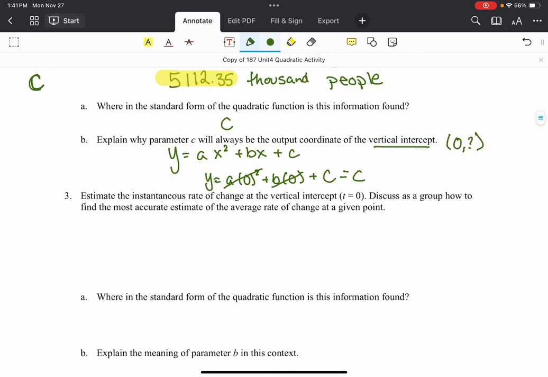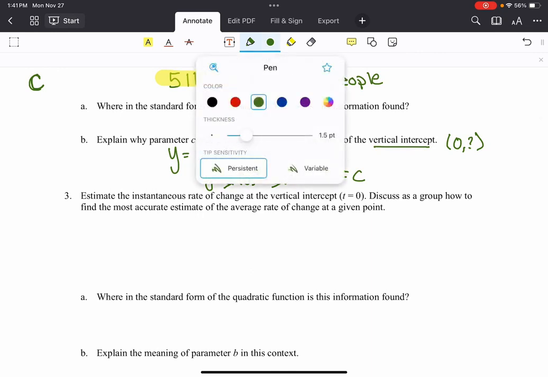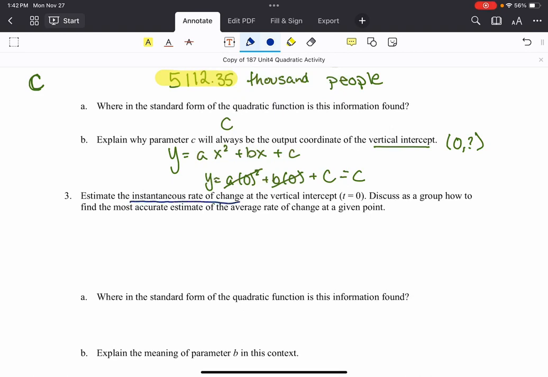All right, so let's turn our attention now to another parameter. So here we actually are going to want to estimate the instantaneous rate of change at the vertical intercept. So basically, we want to figure out the slope at our initial point, as close as we can get. Now, normally on a quadratic, the average rate of change would get us the slope between 2 points. But we want as close as we can to the slope at an individual point, or what we'll call in calculus the slope of the tangent line.